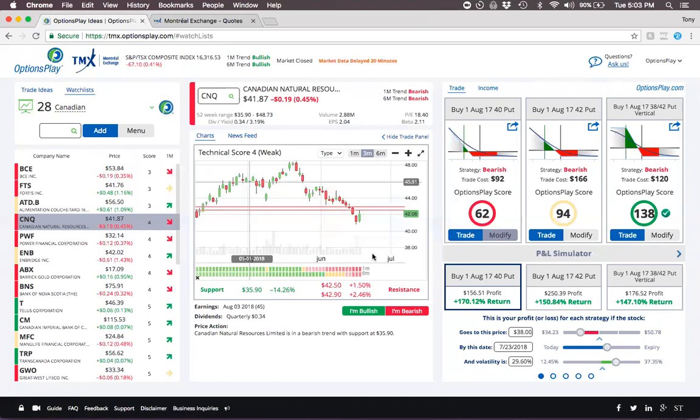Why is the data delayed 20 minutes? Good question. It's because this platform is completely free of charge to you. It's completely subsidized by the TMX. That's why the data is delayed by 20 minutes.